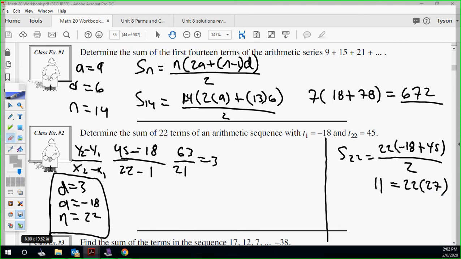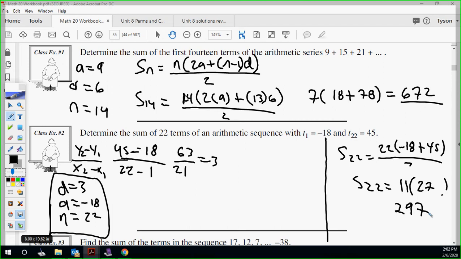Why did I write 11 there? S, that's just the answer. Oh, I see what I did. Sorry. This right here is 11. S of 22. I was a little dyslexic there for a second. There we go. Okay, so 11 times 27, which you're going to get 297. So that calculates out to 297.